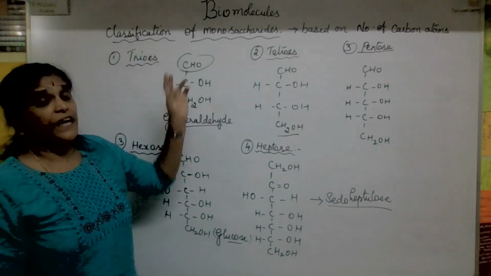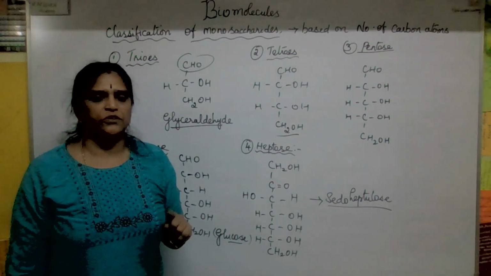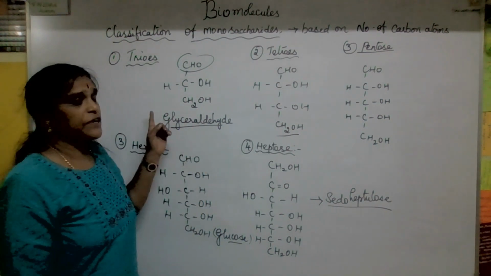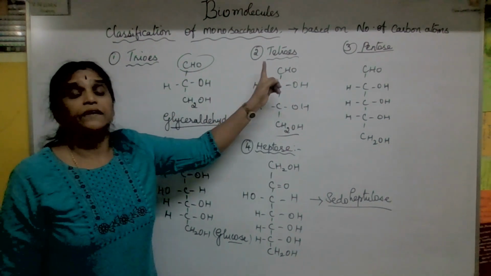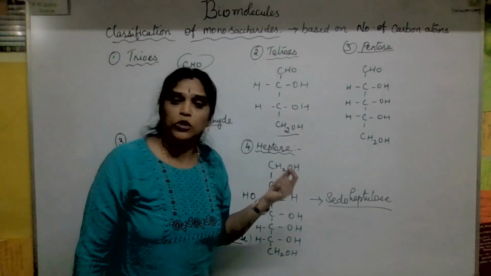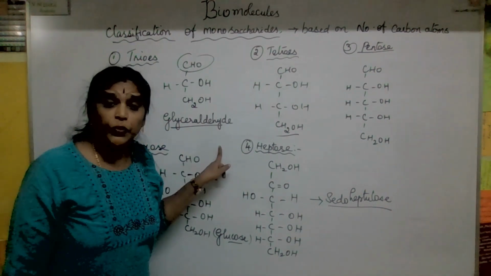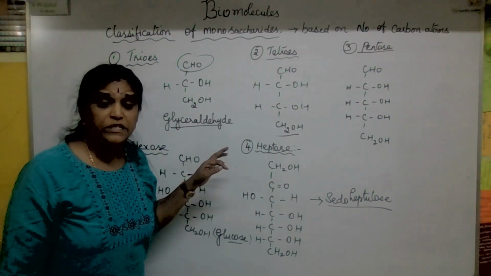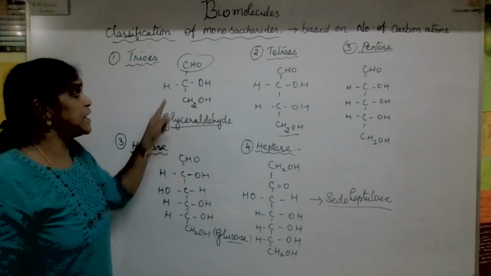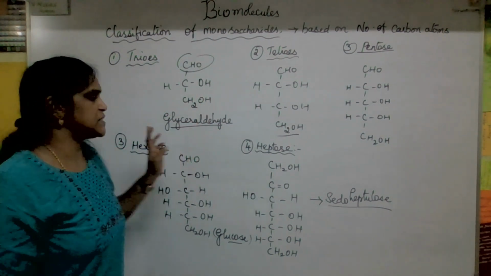Next one, classification of monosaccharides based on the number of carbon atoms present in them. Okay, minimum it has to be 3 carbon atoms. In that, first one triose, next one tetrose. So minimum it has to be 3 carbons, then only we can go for the monosaccharide formula. Okay, here triose, here glyceraldehyde. Glycerol you know very well. Glycerol formula, 3 carbons will be there: CH2OH, CHOH, CH2OH. Whereas glyceraldehyde: CHO, CHOH, and CH2OH.